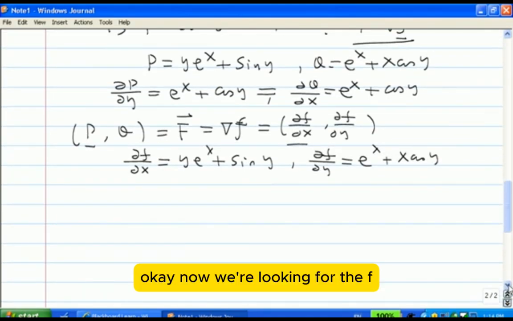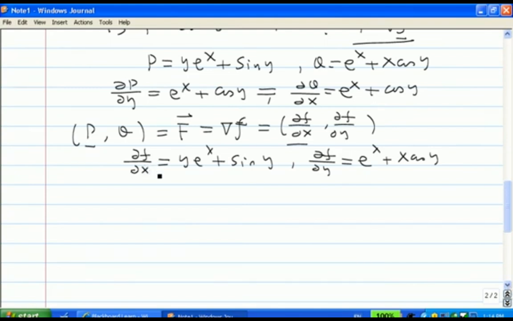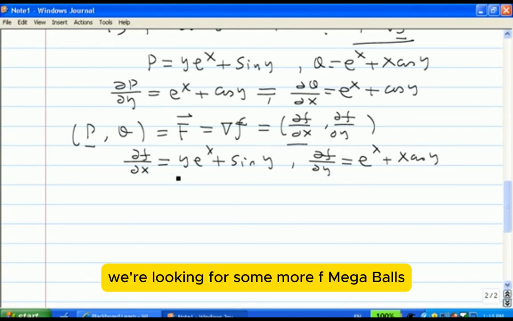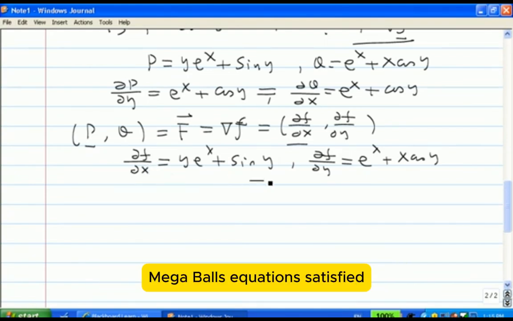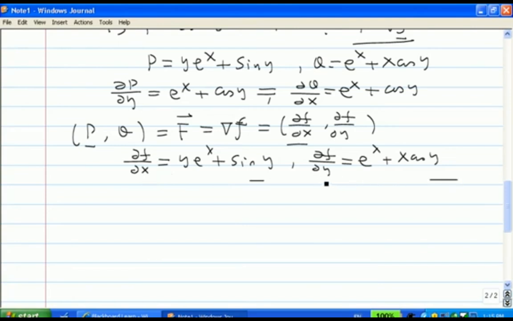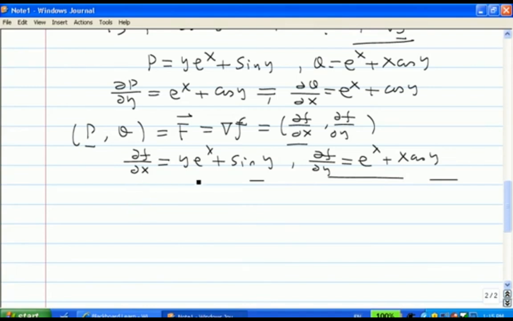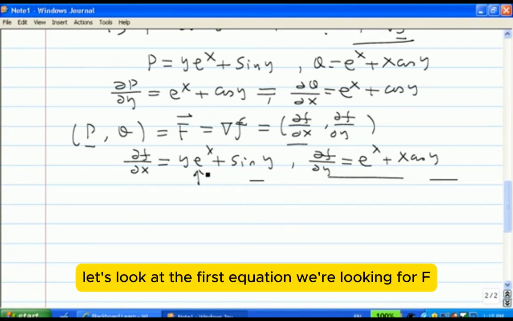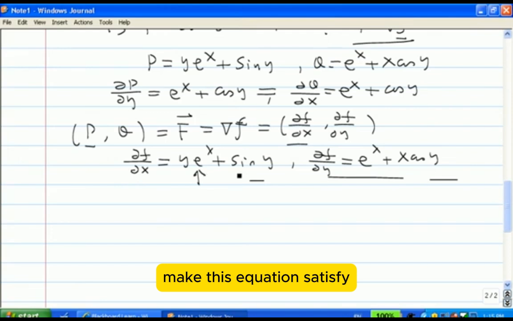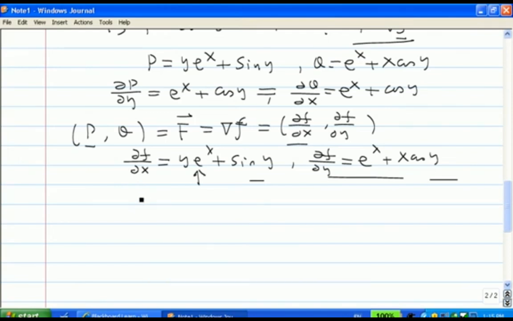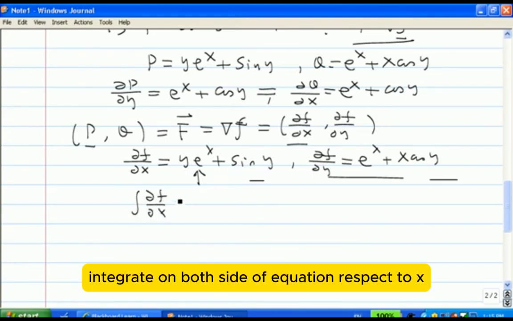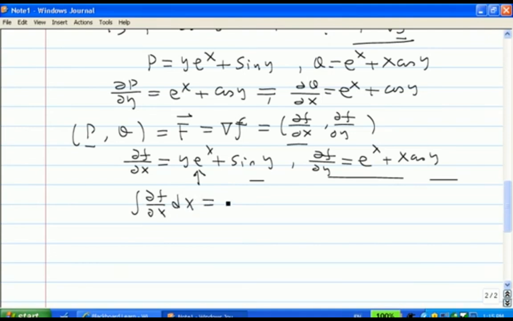Okay, now we're looking for the f. We're looking for small f that makes both equations satisfied. Okay. Now let's look at the first one. Okay. Let's look at the first equation. We're looking for f that makes this equation satisfied. Okay. So the first thing we do is integrate both sides of the equation with respect to x.